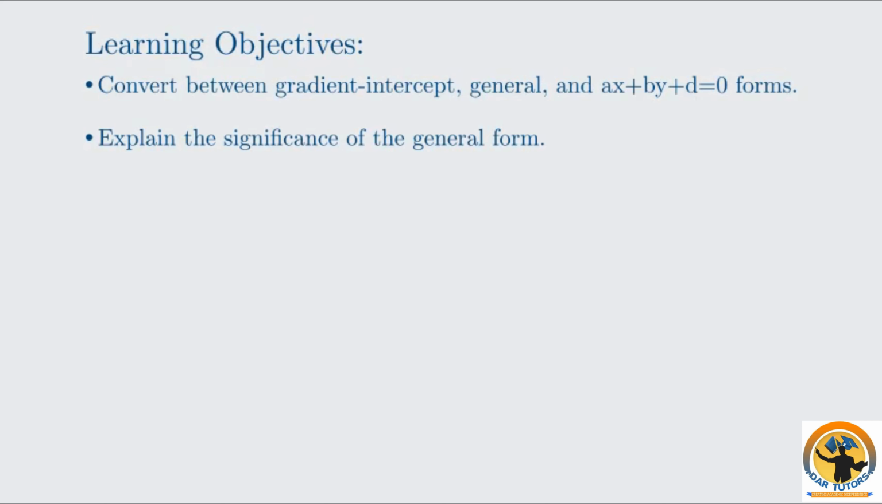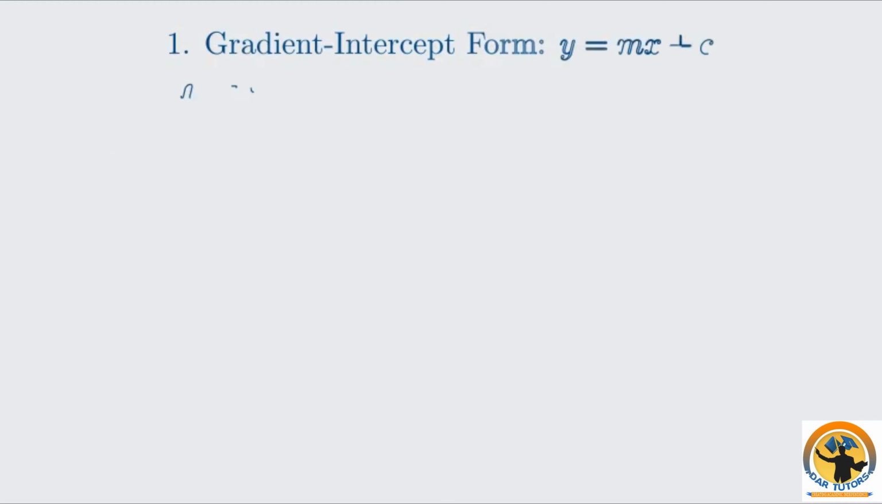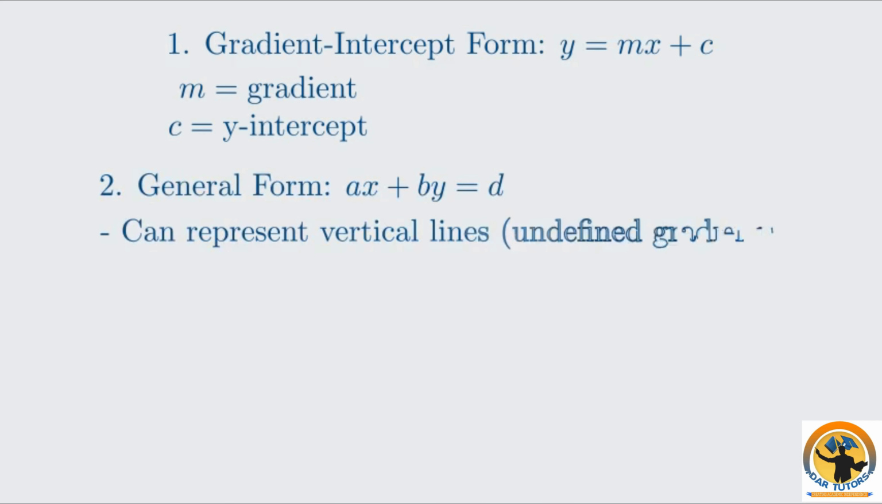The gradient-intercept form, y equals mx plus c, is probably the most familiar. The gradient is m, and the y-intercept is c. The equation we found in the last example, y equals -3x plus 7, is in this form, so its y-intercept is 7. Next is the general form, ax plus by equals d.